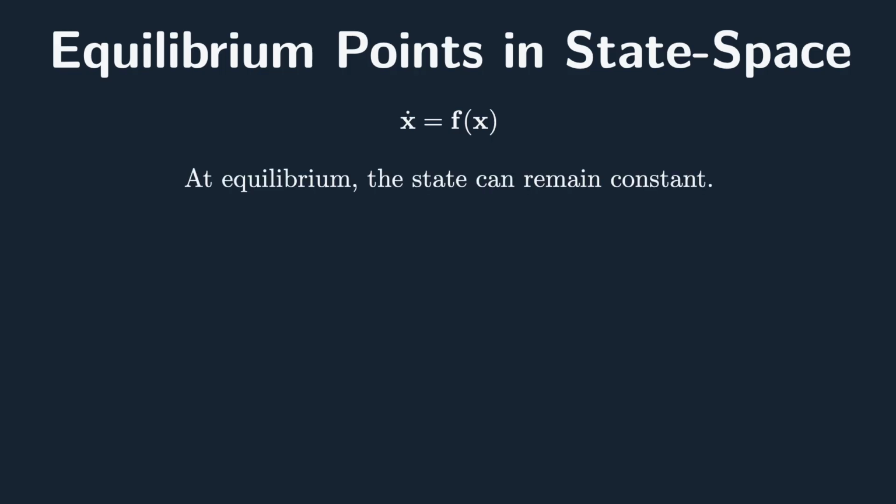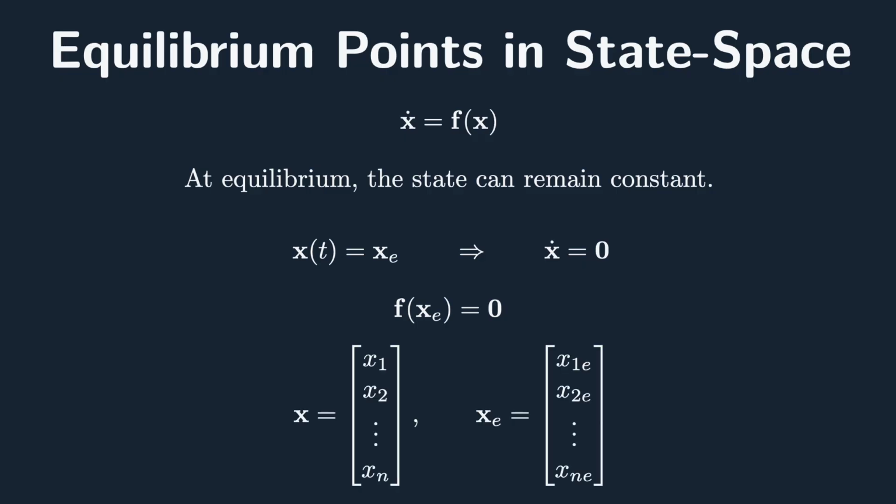An equilibrium state is a state where the system can remain constant. If the state stays at xe, then it is not changing. So x dot equals the zero vector. Since the model says x dot equals f of x, the equilibrium condition becomes f of xe equals the zero vector. So the state space rule is: set the state derivative vector to zero, then solve for the equilibrium state. The vector x contains the state variables, and xe contains the corresponding equilibrium values.